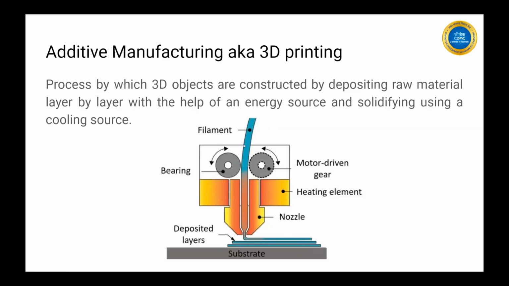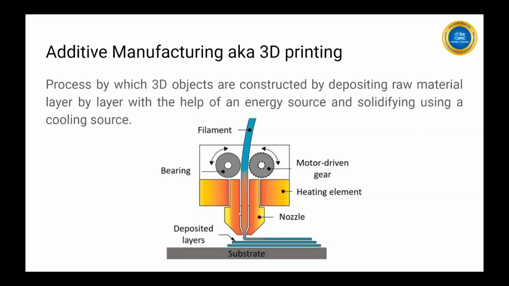Okay. So that is what additive manufacturing is. It is a process by which 3D objects are created by depositing raw material layer by layer with the help of an energy source, and solidified with the help of a cooling source. Okay. So this is a typical FDM, fused deposition modeling machine.